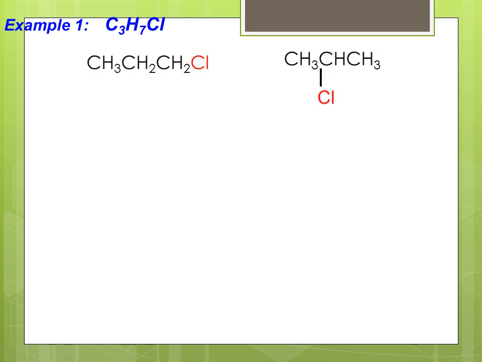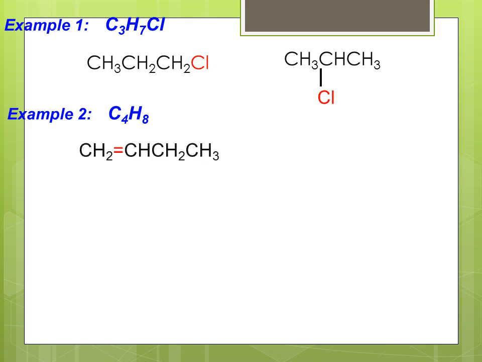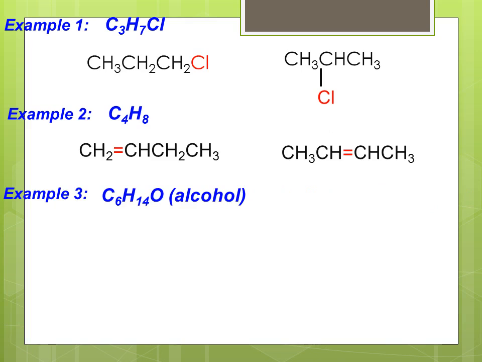Other examples of positional isomers are chloroalkane with the molecular formula C3H7Cl, alkenes with the molecular formula C4H8, and alcohol with molecular formula C6H14O.